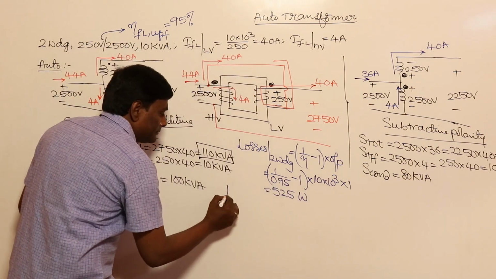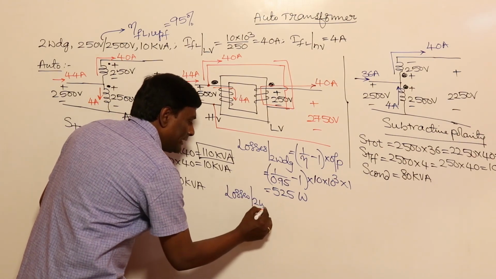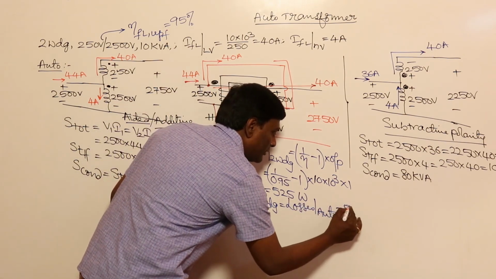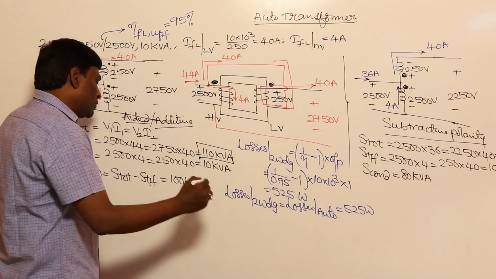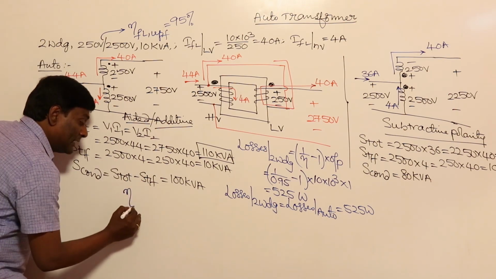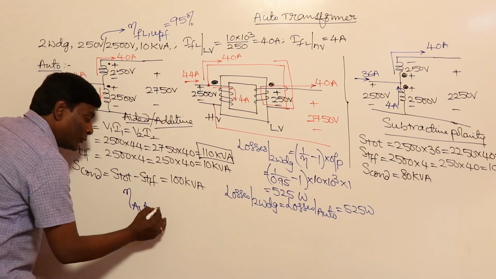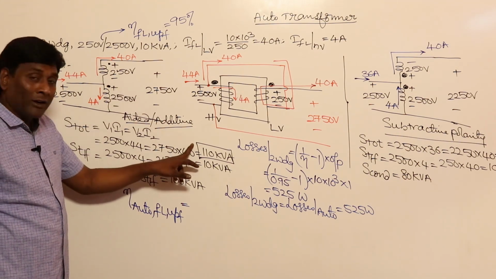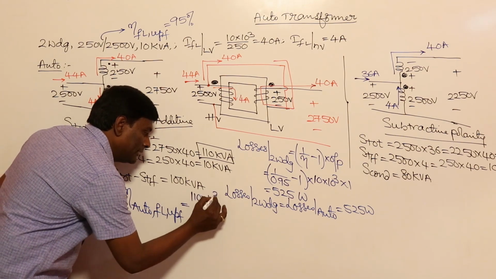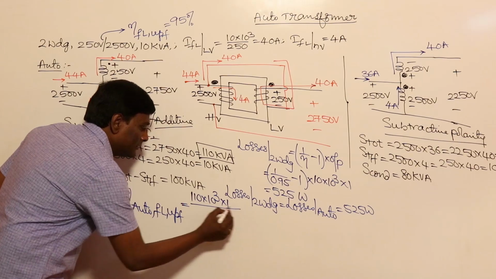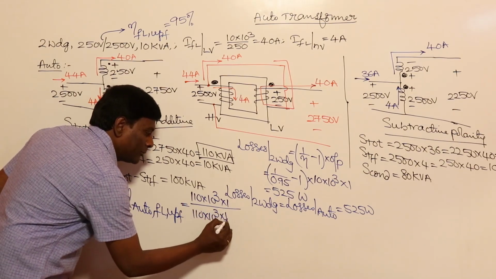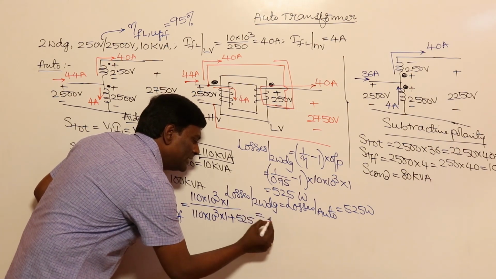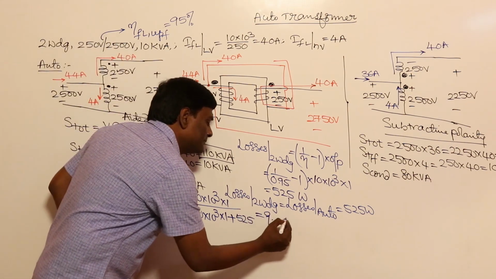So here, losses as a two-winding equal losses as auto, equal to roughly 525 watts. Now let me calculate the efficiency as auto at full load at UPF. It is output by output plus losses. How much is the output here? 110 kVA. So 110 kVA at unity power factor divided by 110 kVA at unity power factor plus losses; the losses for two-winding and auto will be the same. So this is going to be 525, and roughly 98 or 99% is going to be the efficiency that will come.